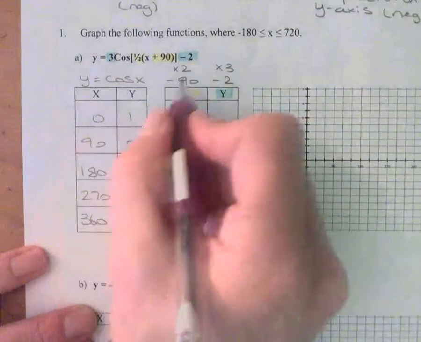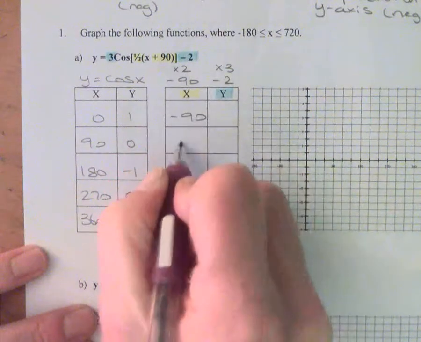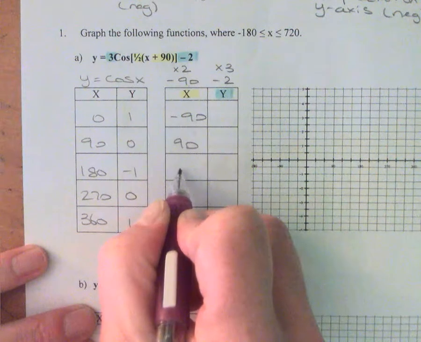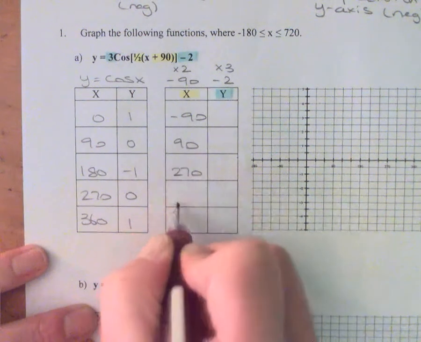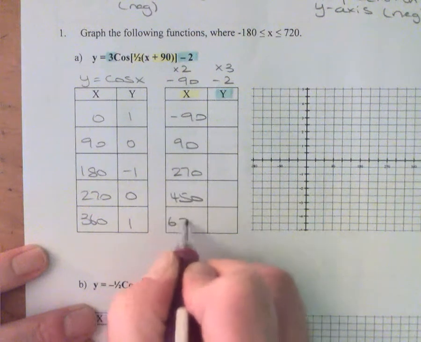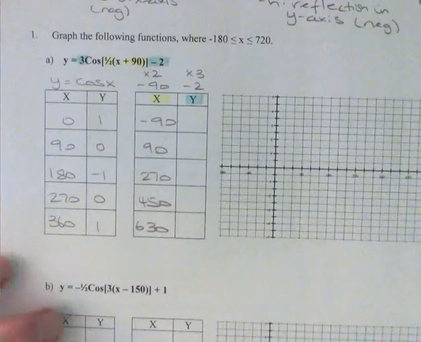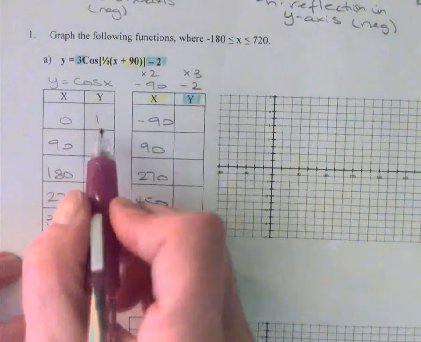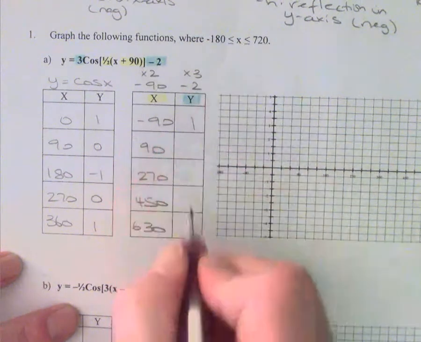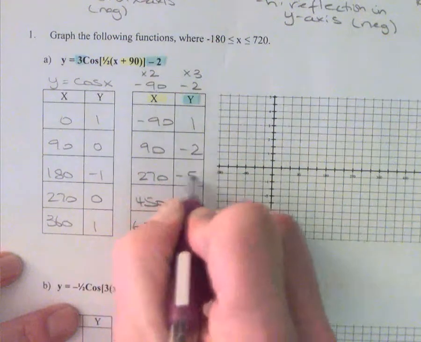So if I do times 2 and subtract 90 to all my x values, I'm going to get minus 90. I'm going to get 90 times 2 and subtract, I get 270. Times 2 and subtract, I get 450. And then I get 630. Then if I look at my y values, times it by 3 and subtract 2 to everything, my 1's will stay the same. My 0's become minus 2. And this becomes minus 5.